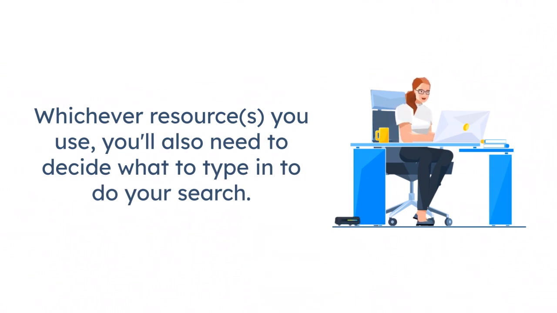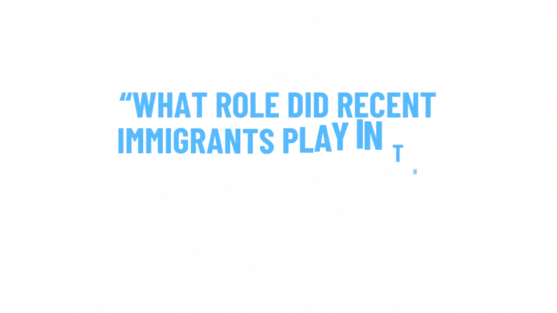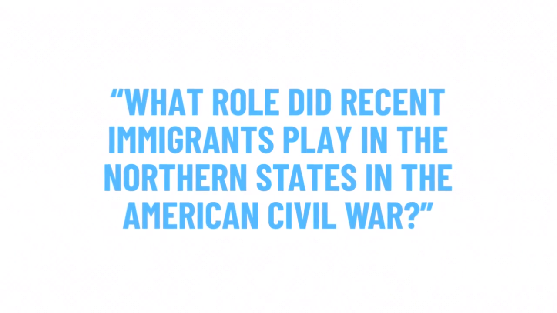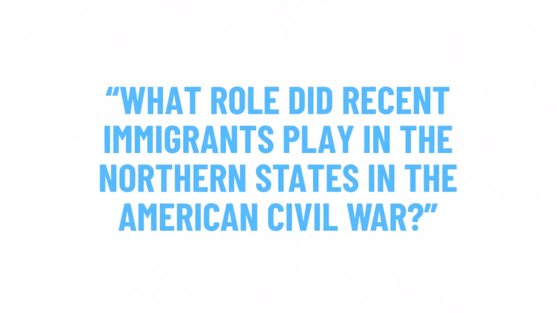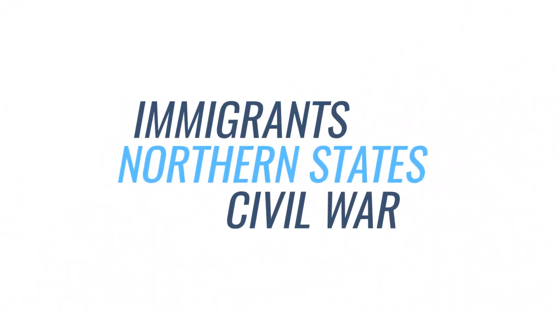The library databases and catalog work best when you search using keywords, which are short words or phrases that describe your topic. Databases don't do well when you type in the full question, such as what role did recent immigrants play in the northern states in the American Civil War? Instead, pick out 3 or 4 keywords like immigrants, northern states, and Civil War.